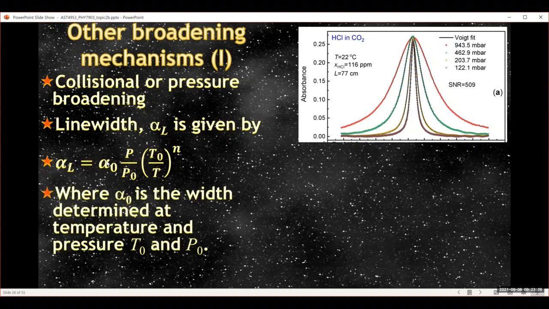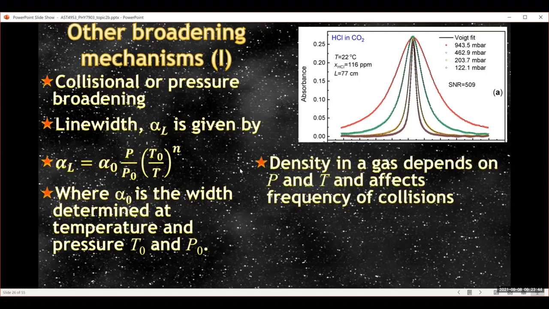In this case, the alpha O is some sort of anchor point. You can think of this as being, we've determined at a pressure and temperature of T0 and P0 what the width is. And so now we can get the relative width at any pressure and temperature.